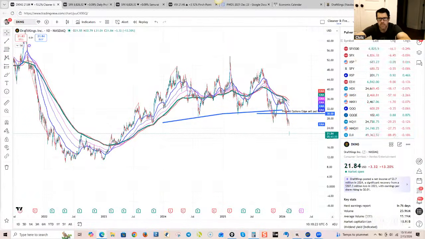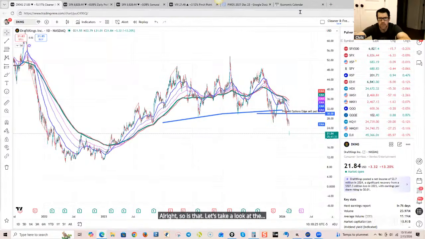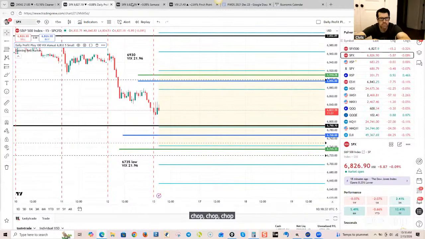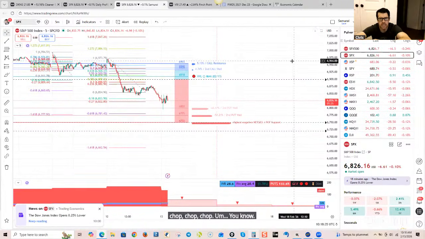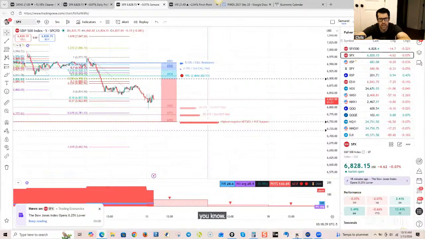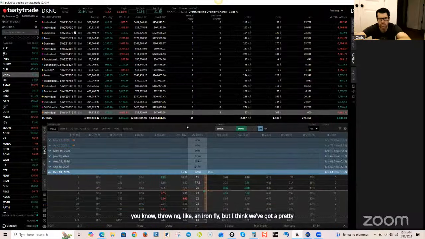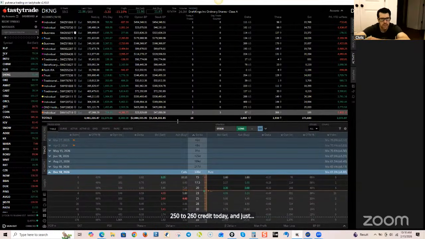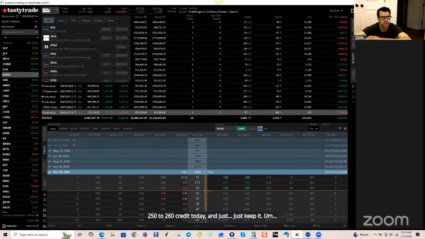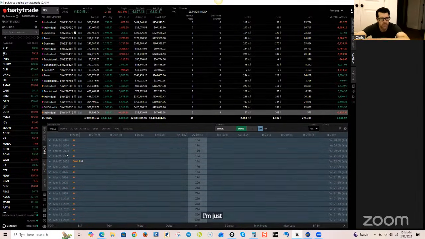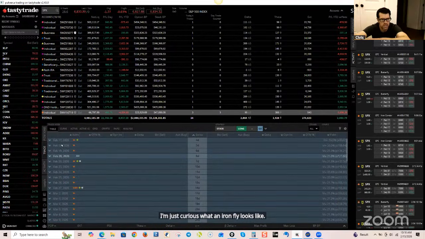All right. Let's take a look at the heat map. Where are we at for today? Chop, chop, chop. Volatile day. It is tempting to look at current price and throw in an iron fly, but I think we've got a pretty good opportunity to grab a full 250 to 260 credit today and just keep it. Let me see if we go to SPX and take a look at today. I'm just curious what an iron fly looks like if we stay relatively contained.